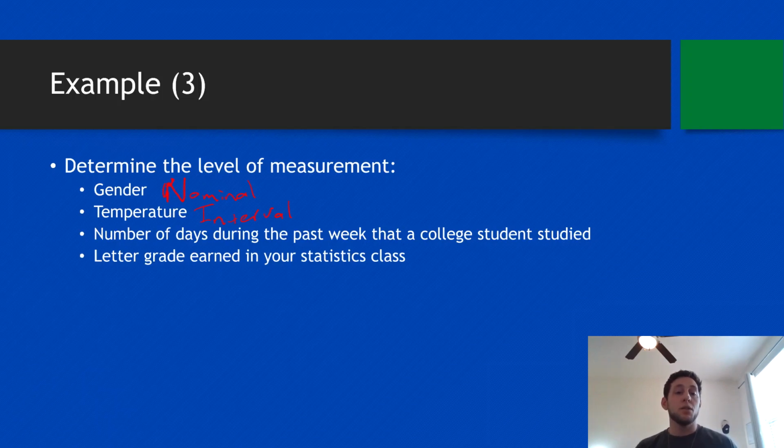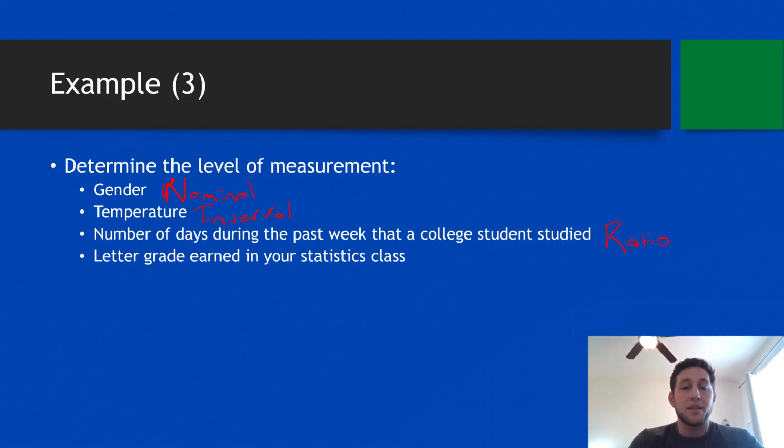I digress, let's continue. The number of days during the past week that a college student studied, yeah, you can name it. Yes, order matters from most amount to least amount. Hey, difference matters. So I already kind of talked about this example. And also, there is an absence of studying if you have 0 hours studied. So we would say that this is the ratio level.